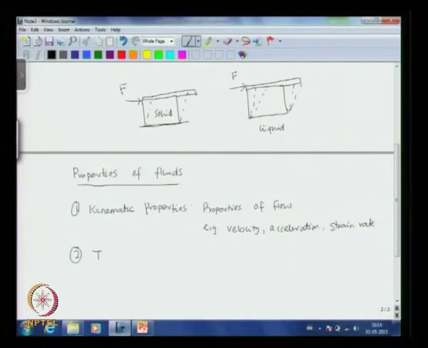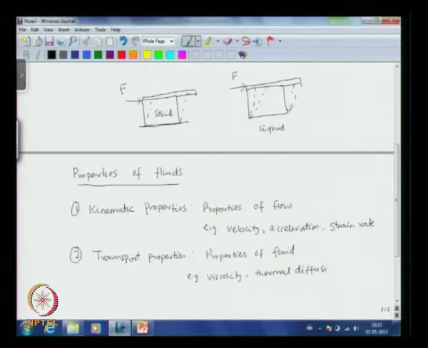So we talk about transport properties. These are properties of fluid, and the examples are viscosity, thermal diffusivity.